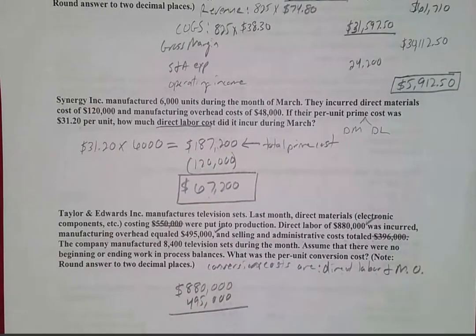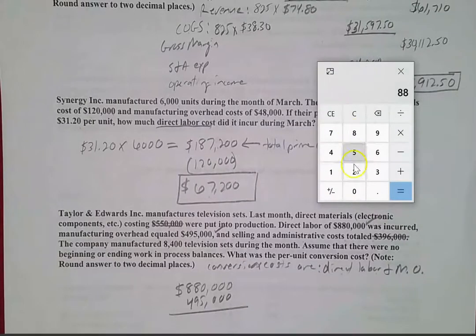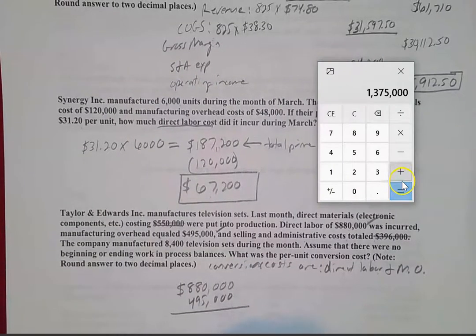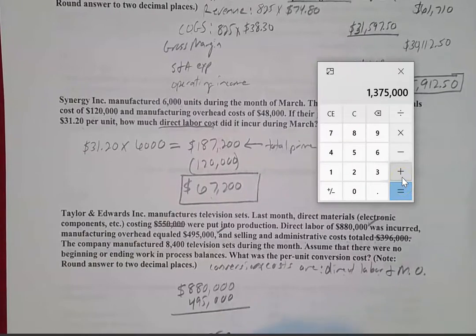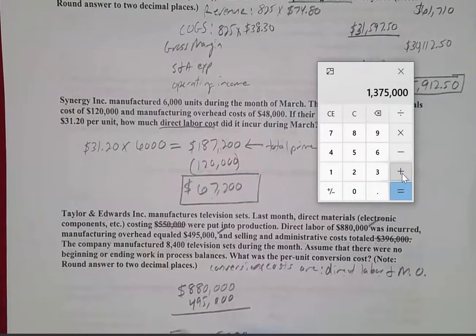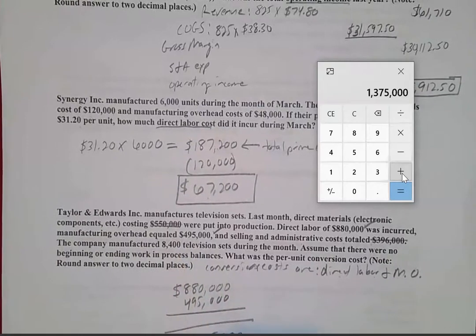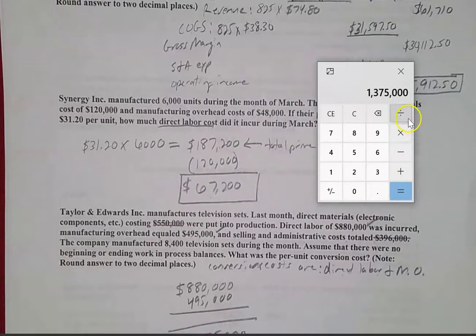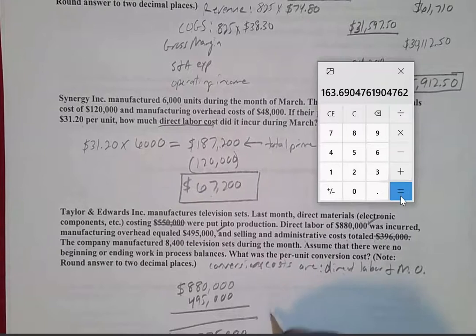And if we were to add these two together, 880 and three zeros plus 495 and three zeros equals $1,375,000. I'm then going to divide by the number of units produced, which is 8,400, giving me my answer, conversion cost per unit.